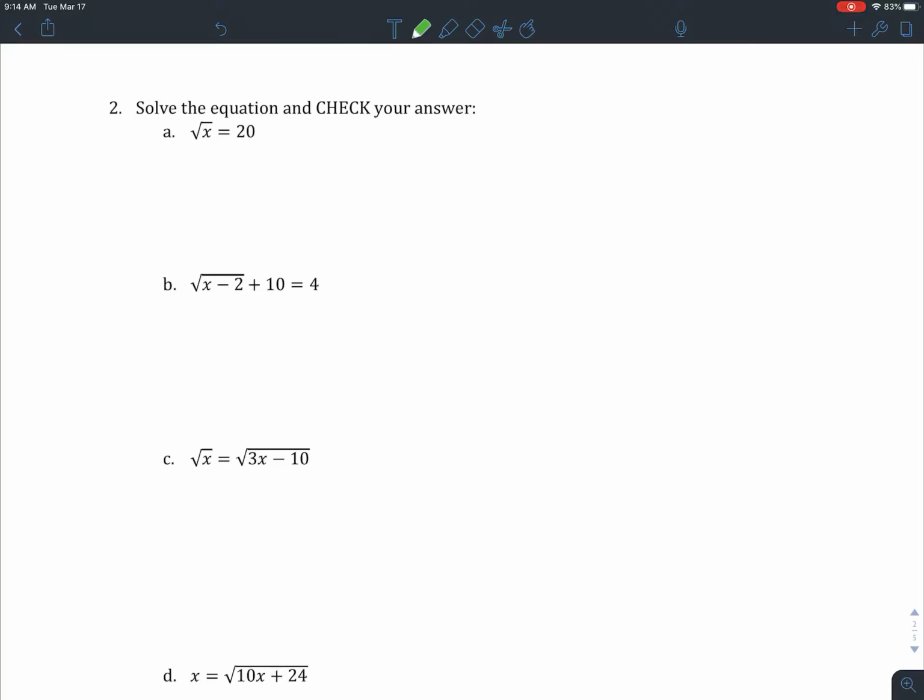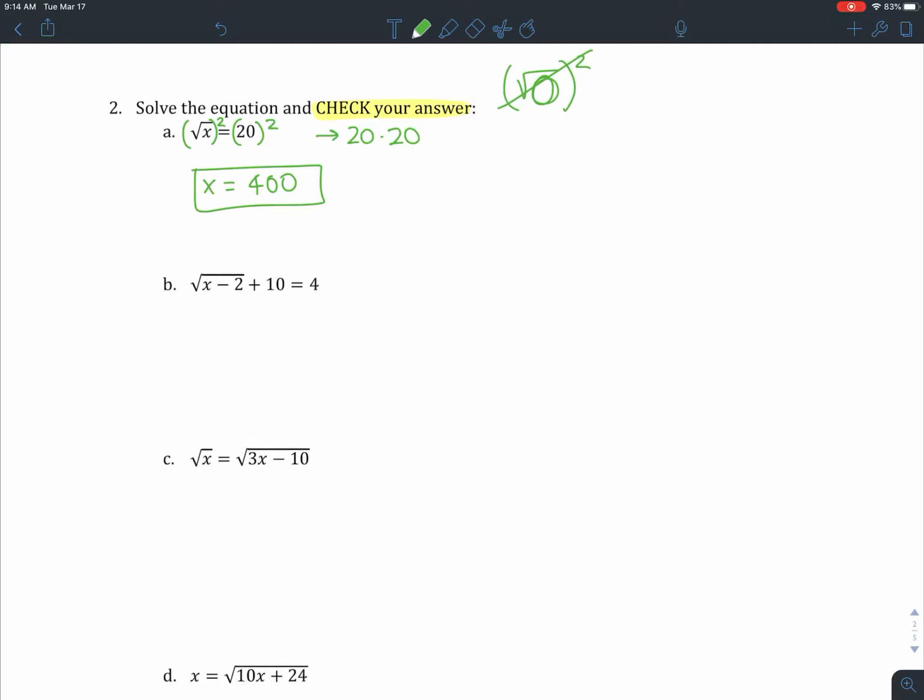All right, so we're on to page 2. We need to solve the equation and check our answers, okay? So if I square both sides, the opposite of square rooting is to square. So these two will cancel, and I'm left with just whatever's inside. So I get x equals, and then 20 squared is 20 times 20, and that is 400.